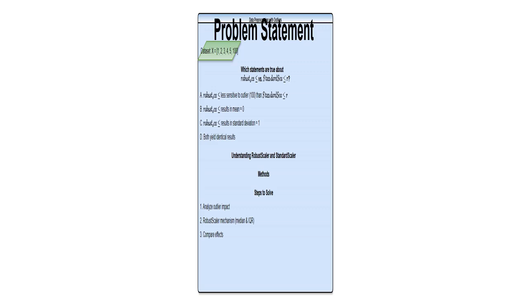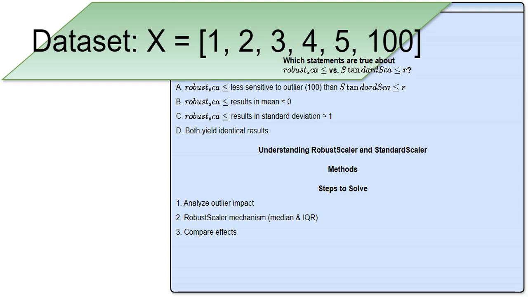The goal is to compare how robustscale handles this outlier compared to standardscale. Think about how each method reacts to extreme values like 100. This is the actual dataset we'll be using for this analysis. Notice the outlier, 100. How does this outlier impact the different scaling methods? That's the key question. What would happen if the outlier was removed?